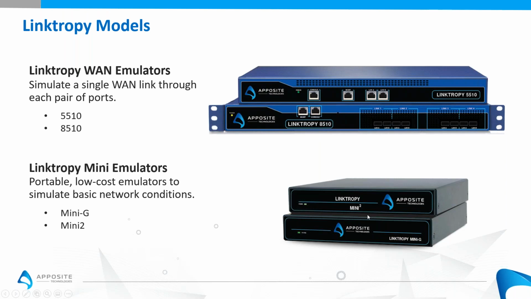Now we have our mini models. These are our kind of low cost, very simple, limited Linktree models. The Mini 2 goes up to 100 megabits, and then the Mini G goes up to 1 gigabit speeds. All the Linktree models, with the exception of the Mini, are 1 gigabit speeds. To go higher than 1 gigabit, to go up to 10 gigabit or 25 or 50 or 100, you would need a NetHP model.